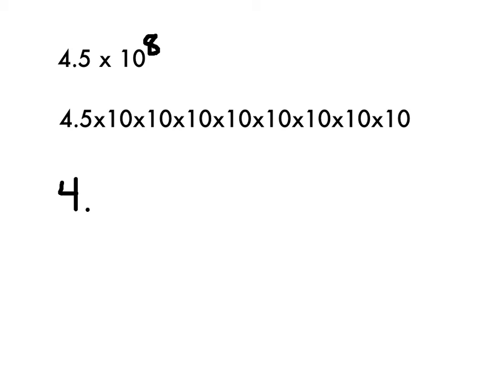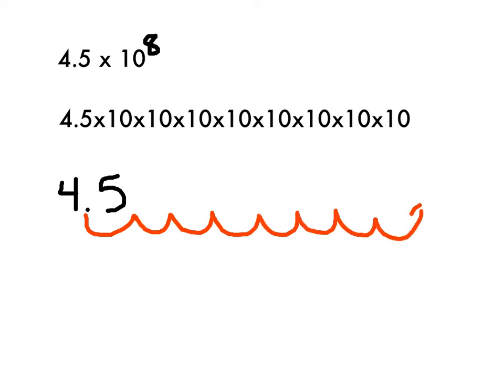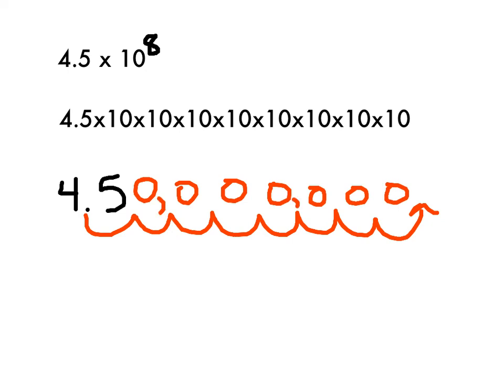So really, all I have to do is take my 4.5, and I know it's going to move 8 times. So all I do is go 1, 2, 3, 4, 5, 6, 7, 8. All of these empty spots get filled in with zeros. To make your life a little easier to read the number, add in some commas. And that decimal point is no longer there, so the answer is 450 million.